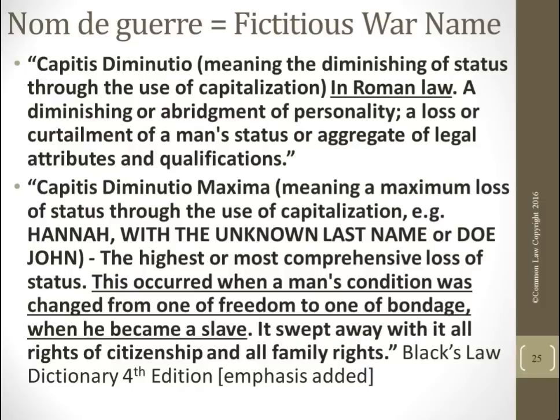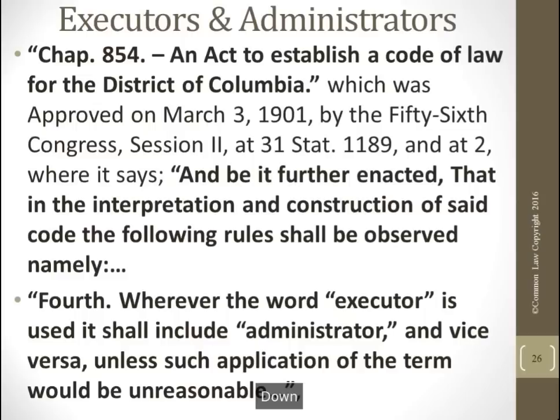And another thing they use is a fictitious war name, a nom de guerre, which is capitis diminutio. It's Roman law. Remember, it all falls under Roman law and the Vatican. And capitis diminutio maxima. Why do you think they spell your name in all block capital letters on a bank account? Because you are a slave. You are a piece of property. They're dealing with that cestui que trust, which has no rights. This occurred when a man's condition was changed from one of freedom to one of bondage, when he became a slave. Capitis diminutio maxima.